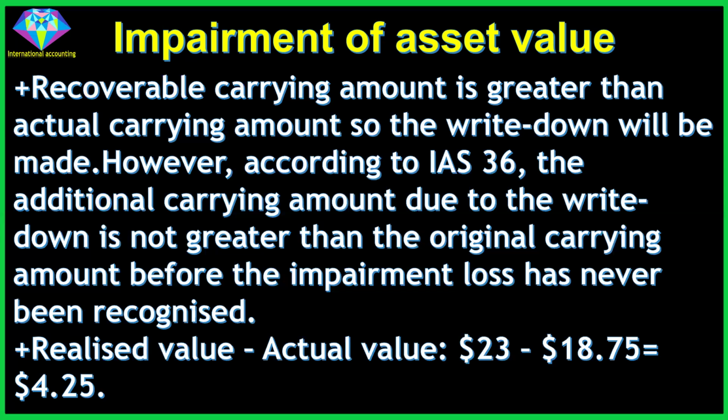Recoverable amount is greater than actual carrying amount, so the write-up will be made. However, according to IAS 36, the additional carrying amount due to the write-up is not greater than the original carrying amount if the impairment loss had never been recognized. Recoverable amount minus actual carrying amount: $23 minus $18.75 equals $4.25.